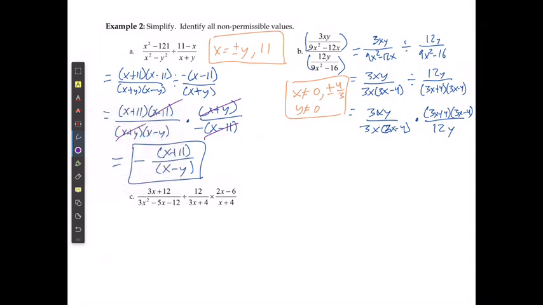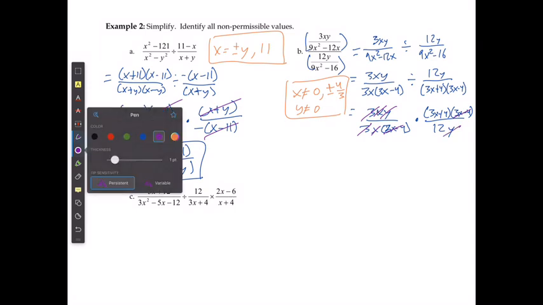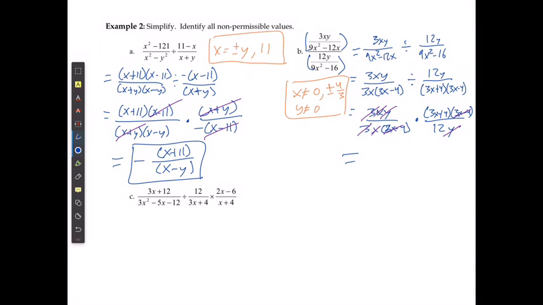I can start to cancel out, take away an x, take away an x, take away 3, take away 3, take away 3x minus 4, take away 3x minus 4, and take away y, and take away y. And all I'm left with is 3x plus 4, all divided by 12. And there's my simplified form.